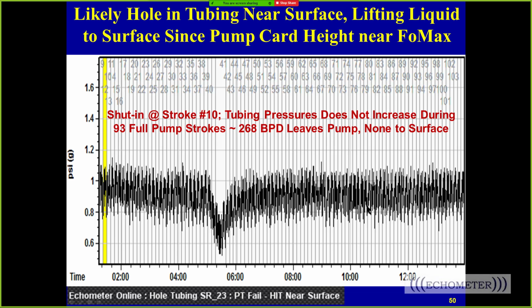So when we're looking at the tubing pressure versus time, right here we close the flow T valve and the pressure is 0 and it doesn't change. No change in pressure with a closed flow valve means there's no production at surface. That means that there's a hole. The pump card's full, but there's no increase in pressure. Well, this means that there's likely a hole at the surface. Either the check valve at the surface is leaking back down the casing, or there's a hole in the tubing near the surface.